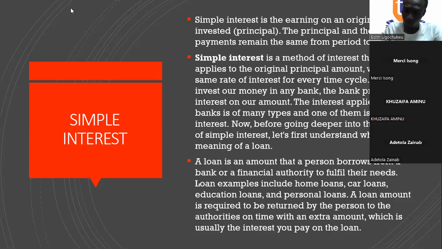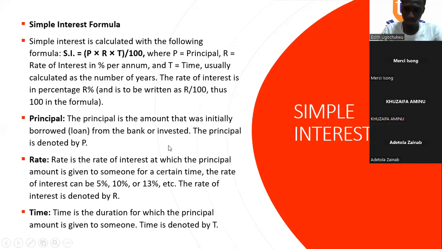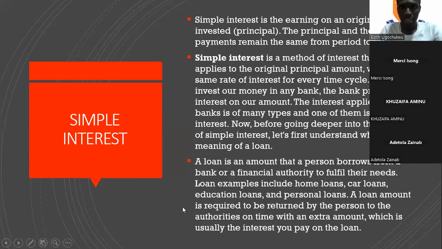So it means at the point of investment, I already know how much my interest will be for the whole 5 years. That's simple interest. That's why we said it is the earnings on an original amount invested. So, simple interest is a method of interest that always applies to the original principal amount with the same rate of interest every time cycle. So, it is the same rate of interest for the whole 5 years.